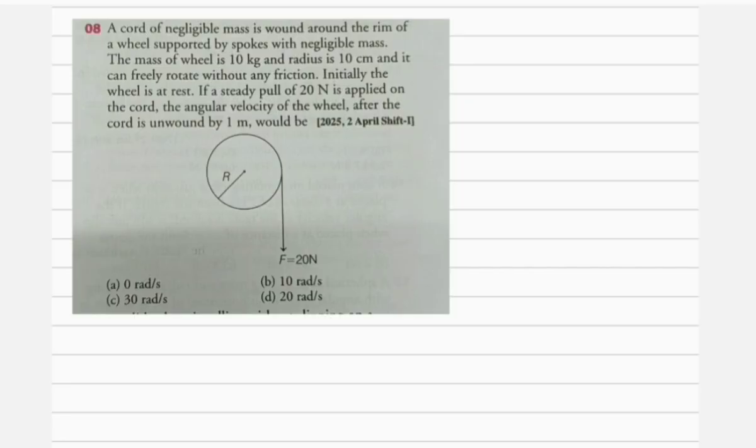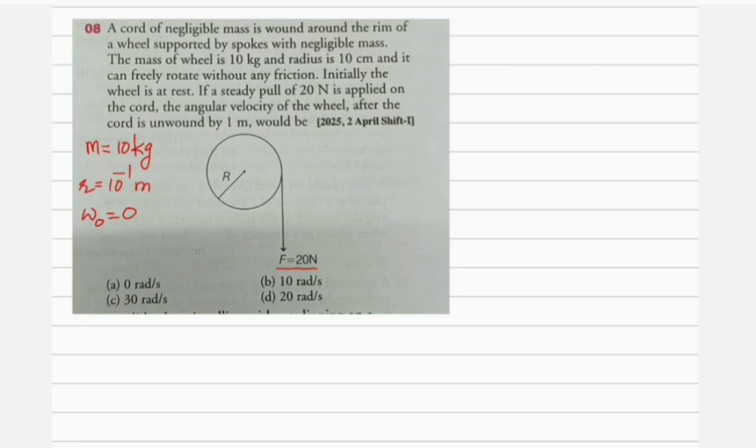Students, first of all, it is clearly mentioned here that the mass of the wheel is 10 kilogram, right? And radius is 10 centimeter. So for the wheel, mass m is 10 kilogram and its radius r is 10 centimeter, that is 10 raised to minus 1 meter. The F value given to you, you can see in the diagram also, is 20 Newton. The wheel was initially at rest, right? So omega naught, that is initial angular velocity, is 0. Alright, did you see this last line?